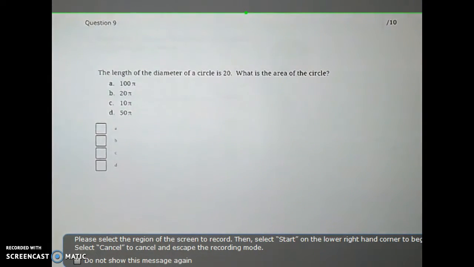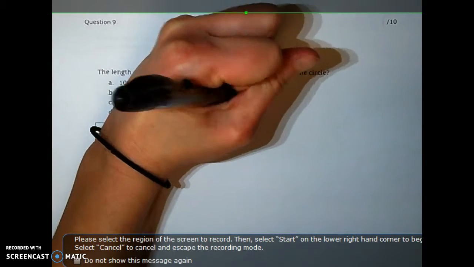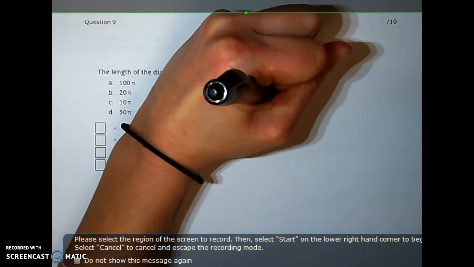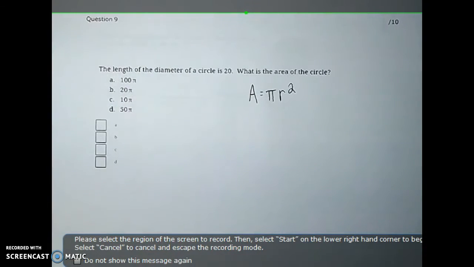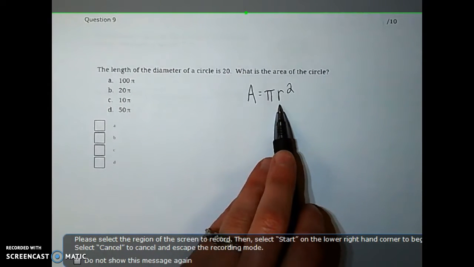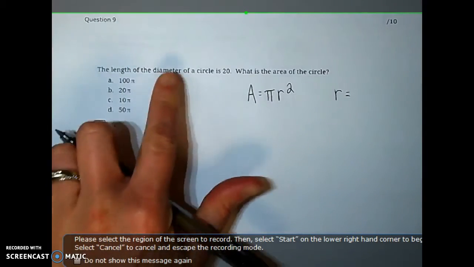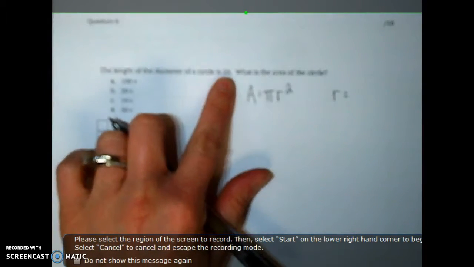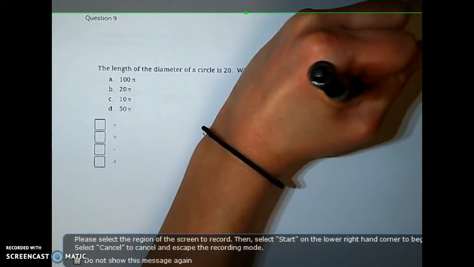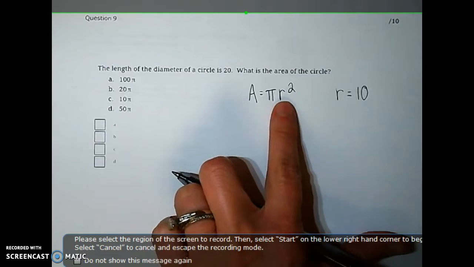Number 9 reads the length of the diameter of a circle is 20. What is the area of the circle? Now again, just like the last one, we talked about how if we are trying to find our area, our only formula for the area of a circle is area equals pi r squared. So if they give us the diameter, before we can plug in, we have to find the radius. Now we know that the radius is half of the diameter. So if the diameter is 20, the radius is going to be 20 divided by 2, 10. So now that I have my radius, I'm ready to plug in.